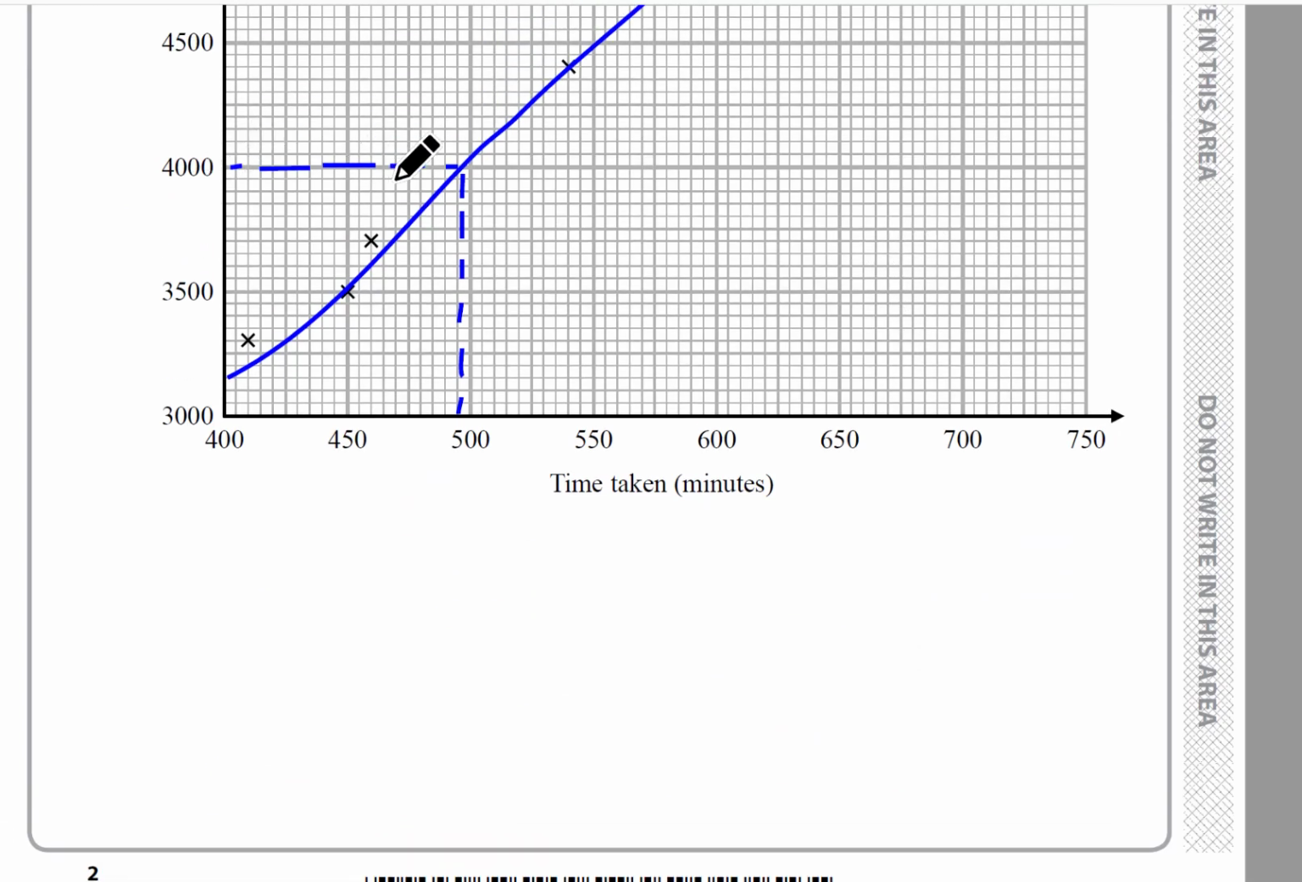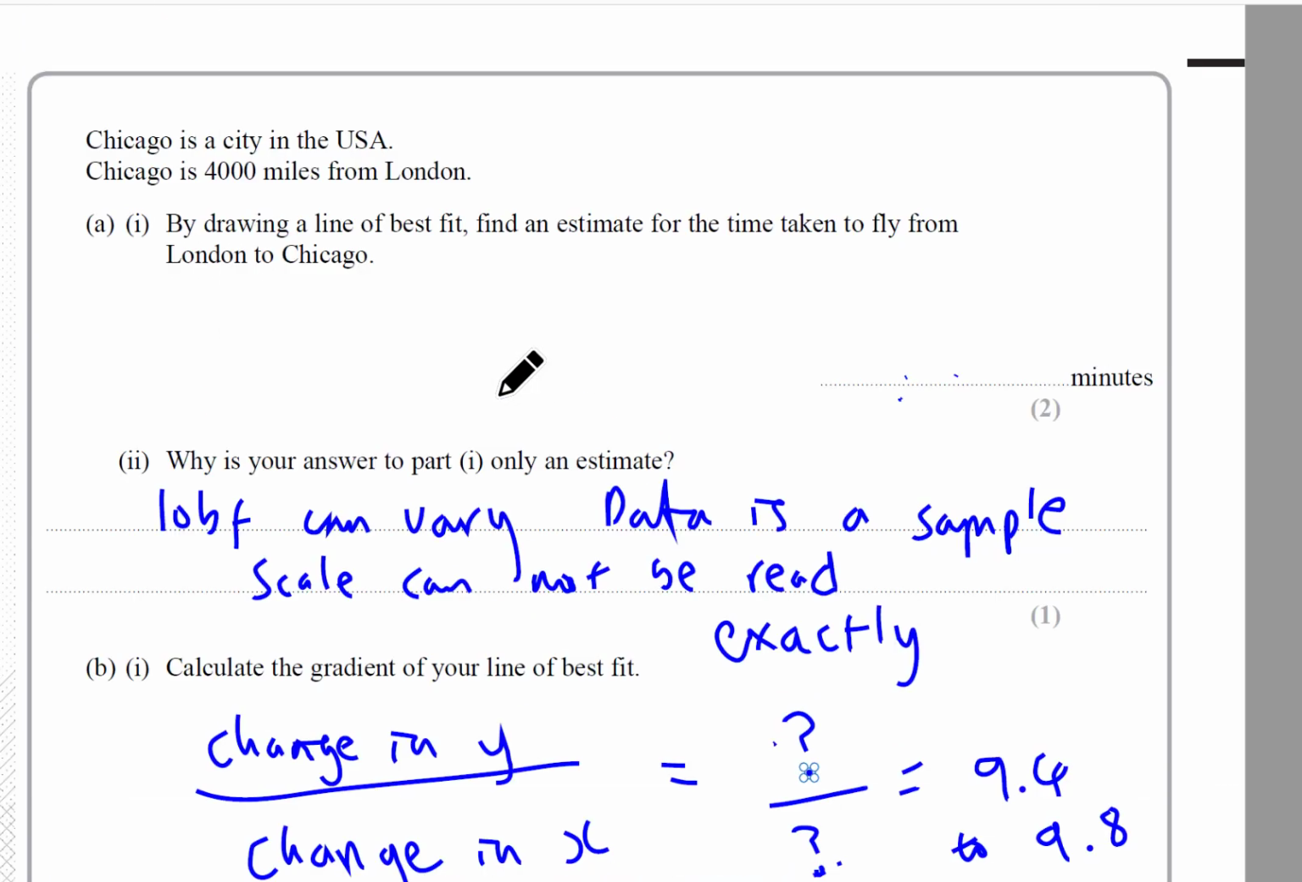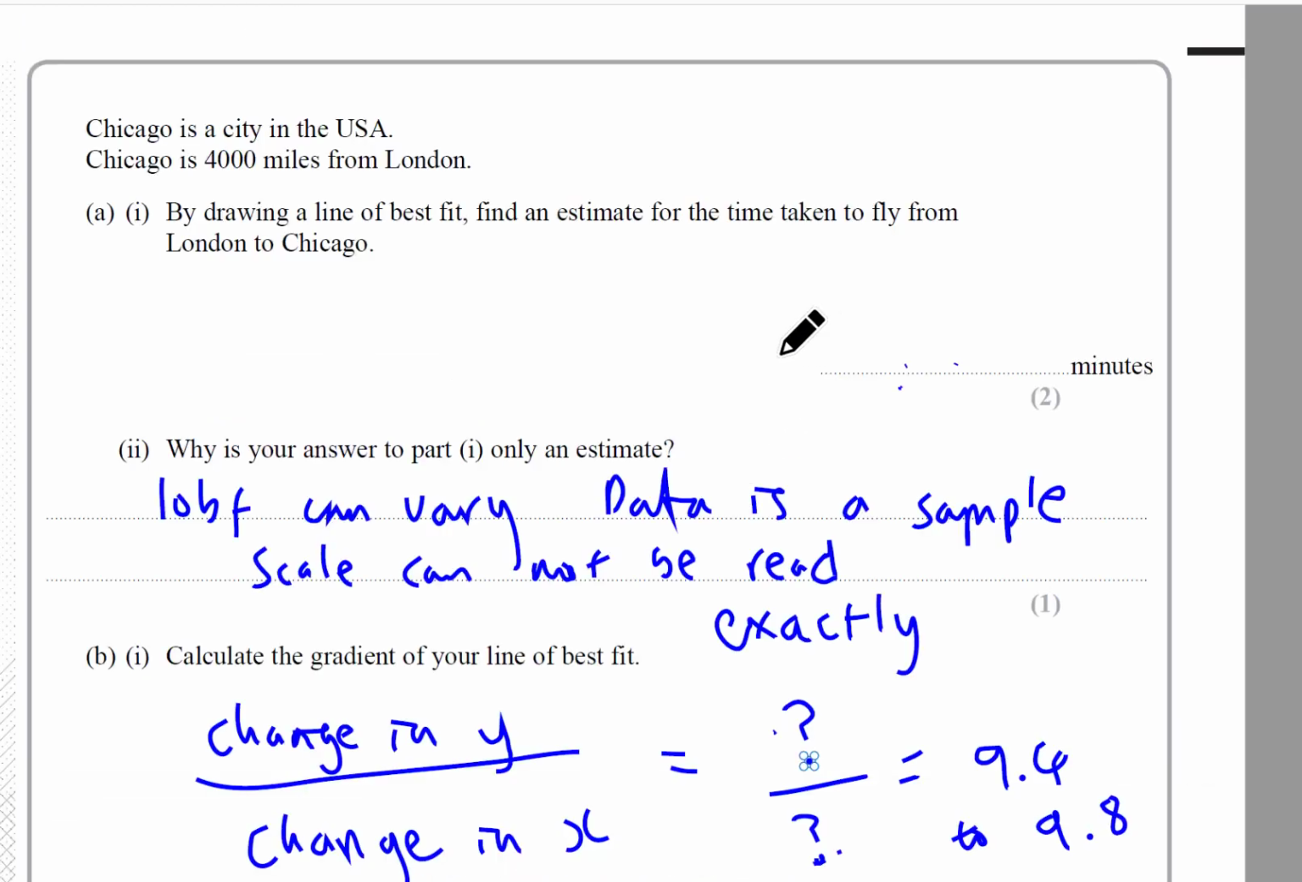So that's at 4,000. Let's see the time, and look at the scale, that's 495 minutes, and that will be that answer. And they do accept a range between 480 and 500 to get your 2 marks. 1 mark for the line and 1 mark for this answer.